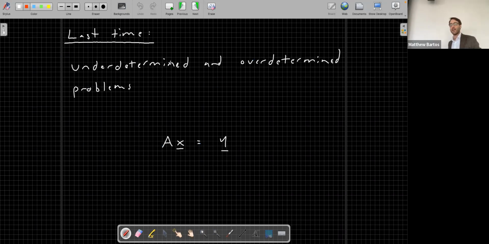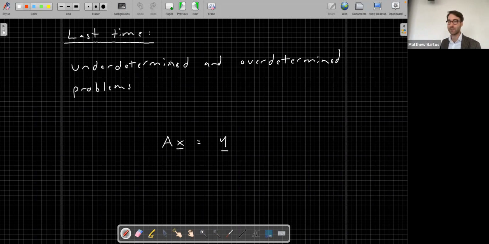Last time we looked at underdetermined and overdetermined problems. Specifically, we looked at them for the set of linear equations of the form AX is equal to Y. And we discussed how there were three basic cases. One is the case where A is square and full rank. And in that case, A is invertible, and we can find a unique solution to this problem.